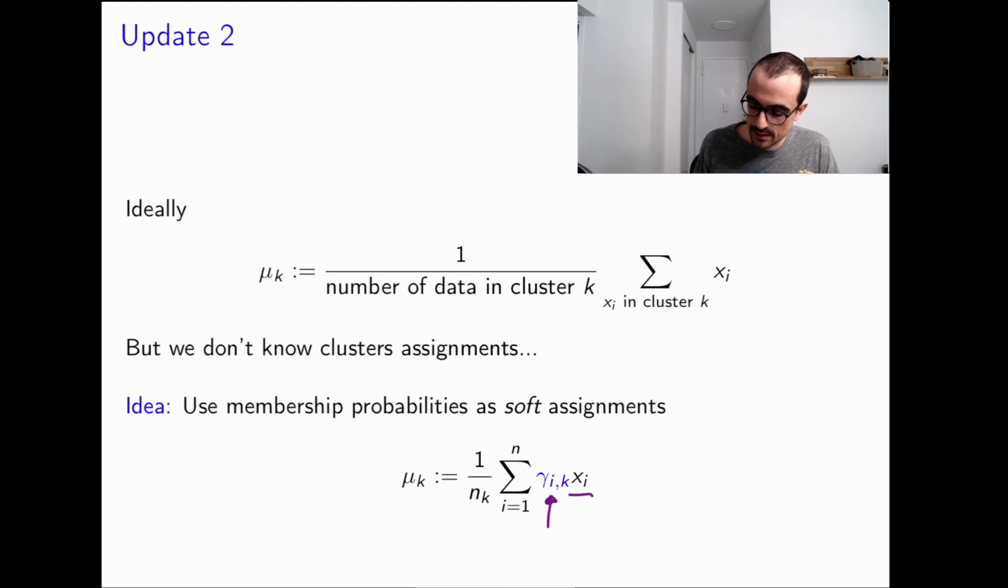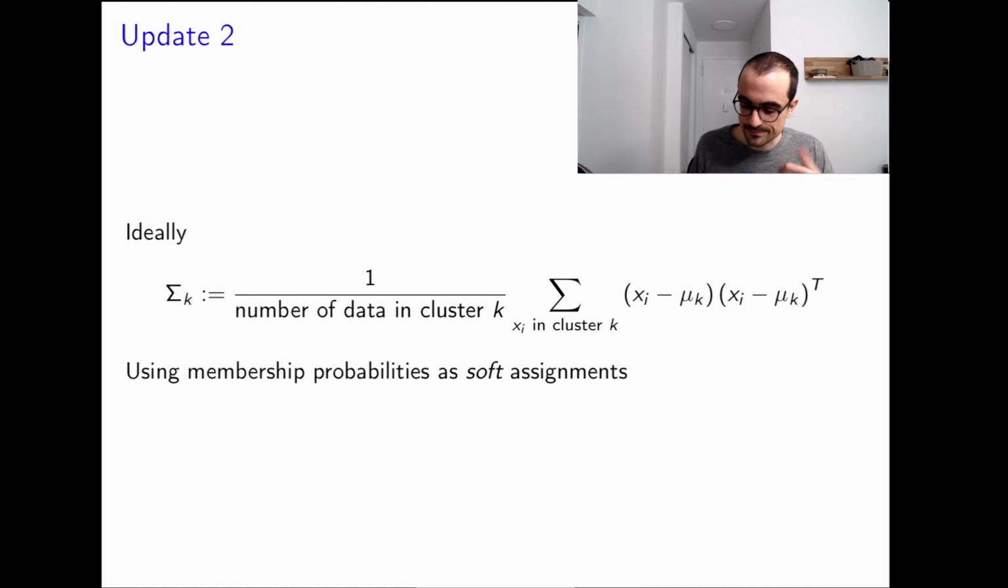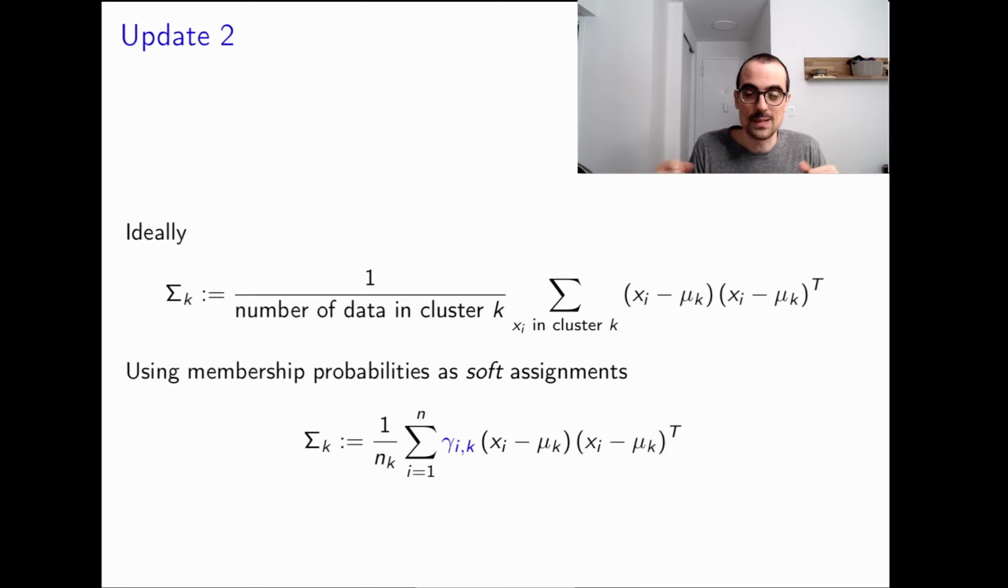We can do the same thing for the covariance matrix. If we knew the points that were in class K, what would we do? We would just compute the sample covariance matrix, which is this average of this outer product for each point where we have subtracted the mean. We would average it only over the points that belong to the class. We don't have that, but we can weight this average using the membership probabilities as soft assignments, and this gives us a reasonable approximation if the membership probabilities are good.